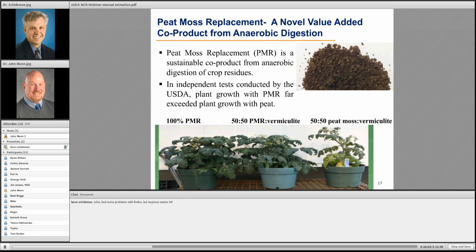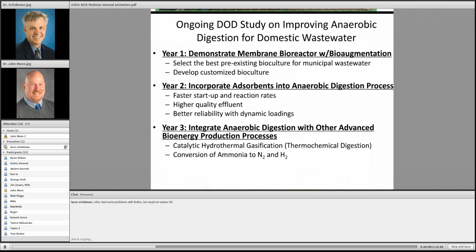This is a picture from a USDA study where we compared the peat moss replacement, the anaerobic digestion biosolids, 100%, a 50-50 mix with vermiculite, and a 50-50 mix of peat moss and vermiculite. You can see the tomato plant in that particular situation grew much better with the peat moss replacement product as opposed to conventional peat moss. So it's highlighting it as having both a fertilizer value and a soil amendment value.